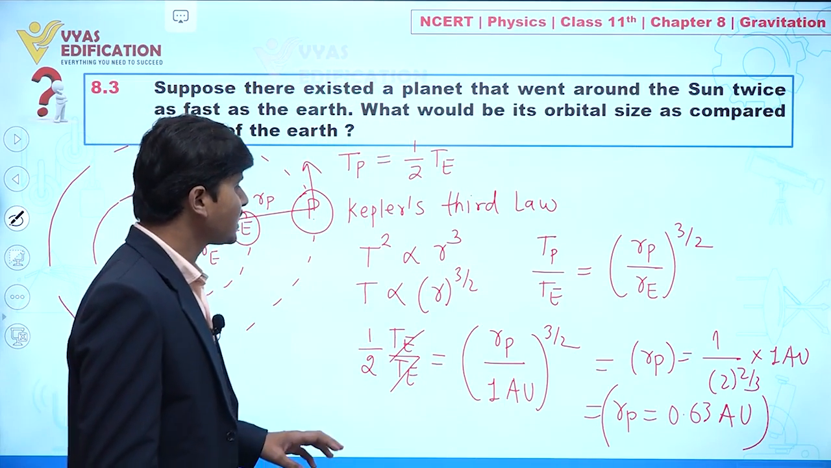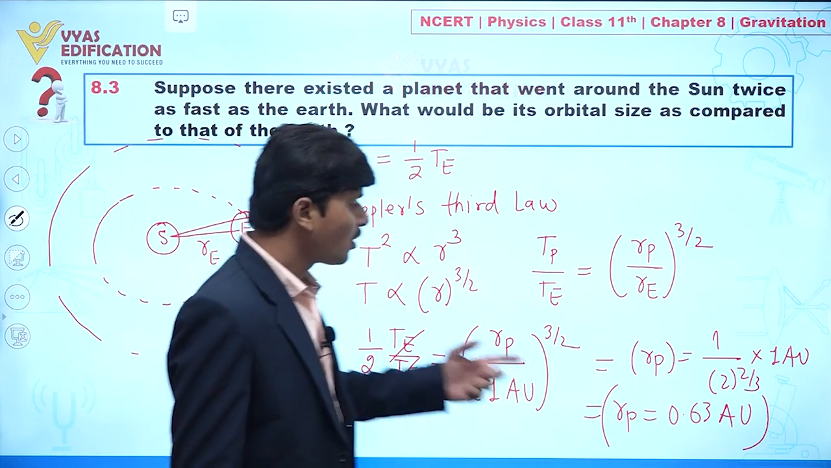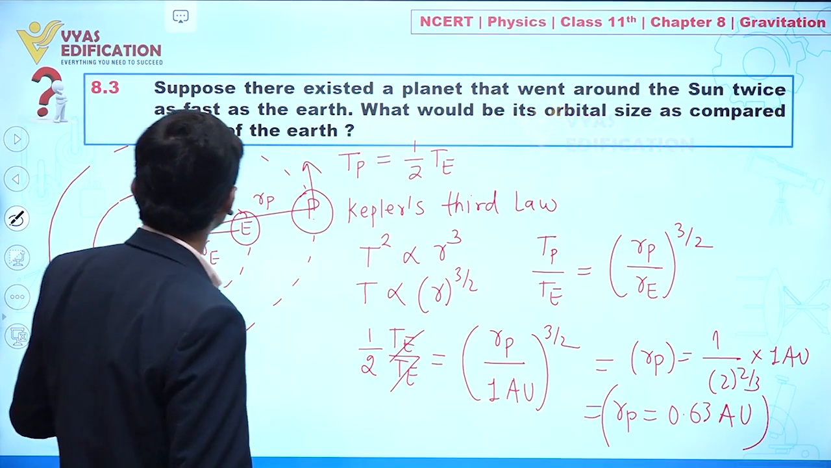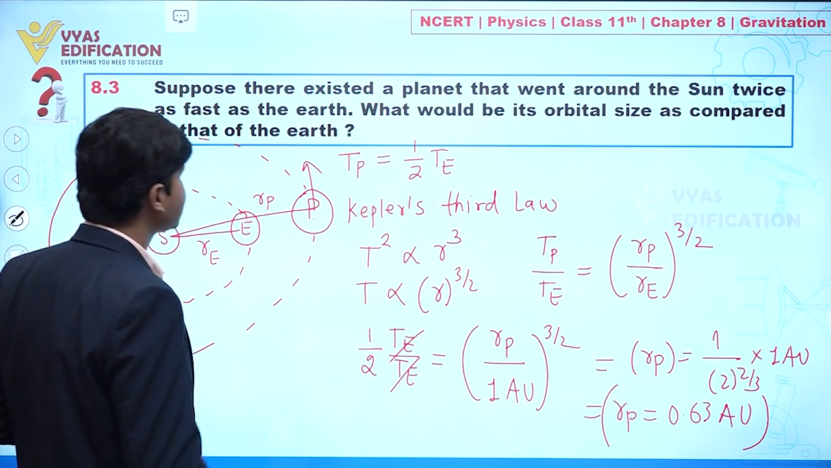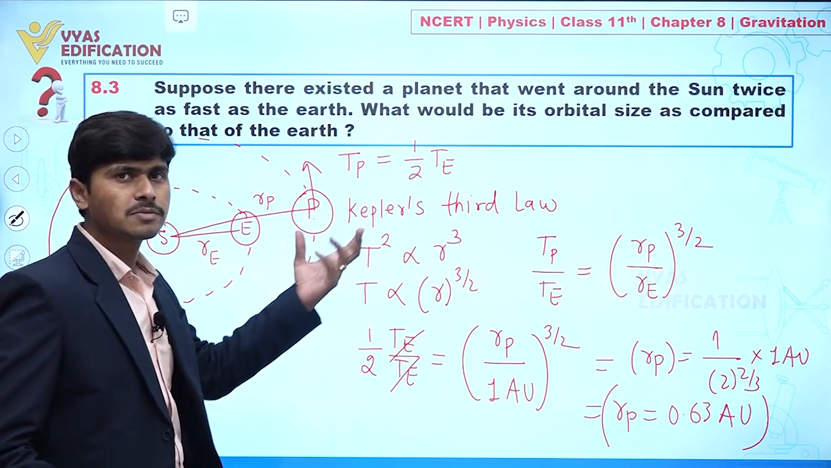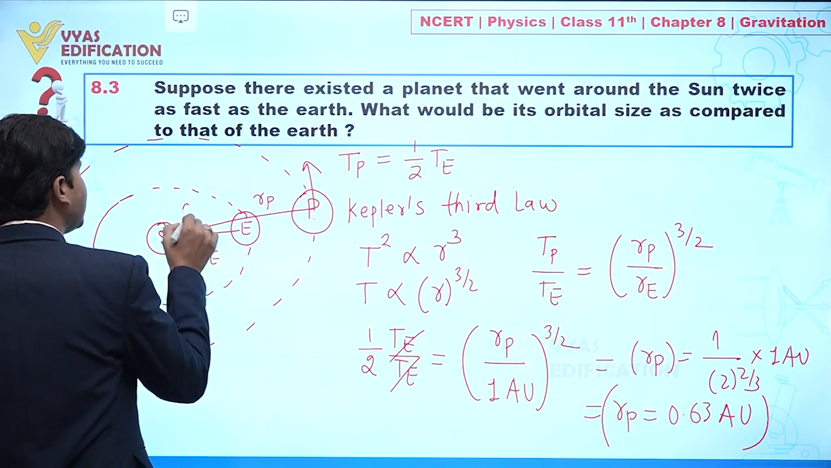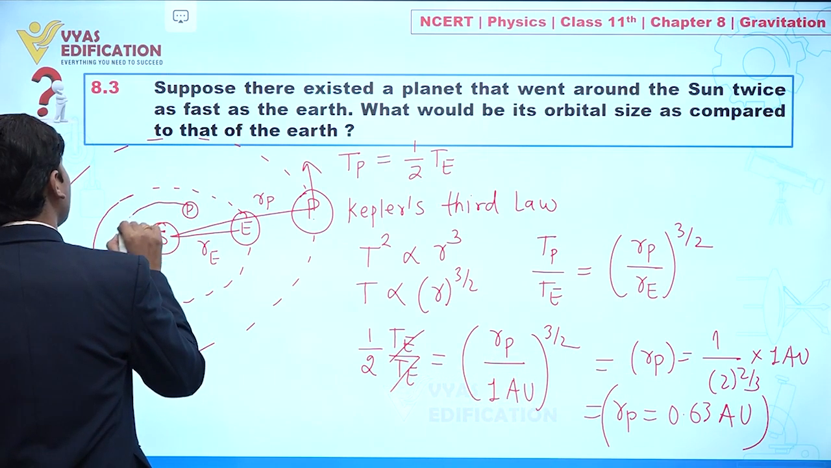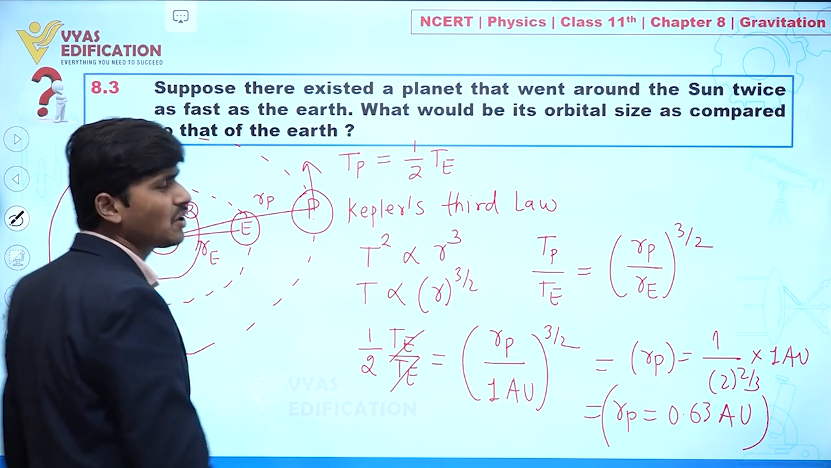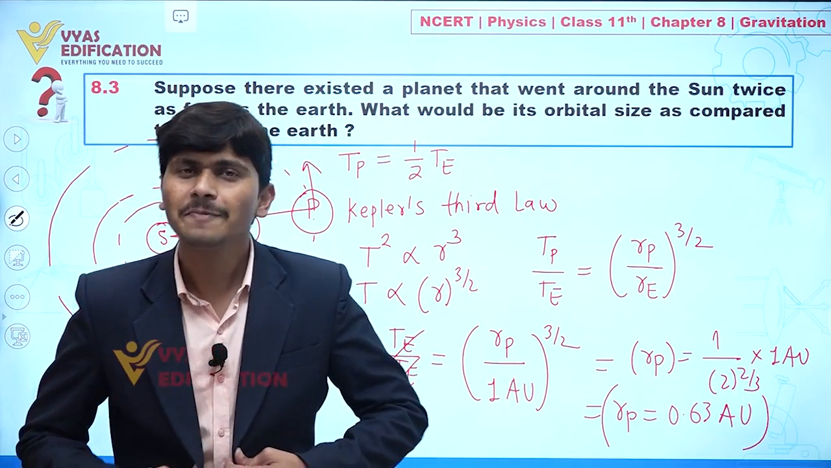So now you can see like this we can calculate the orbital size of that planet with respect to Earth. So definitely you can say this planet is not at this place, this planet is actually here, and it is revolving around the sun like this. Clear to everyone? So this is all about this question.